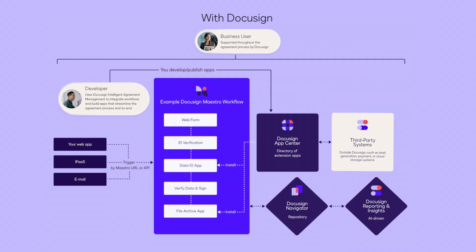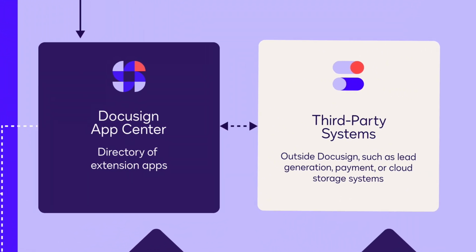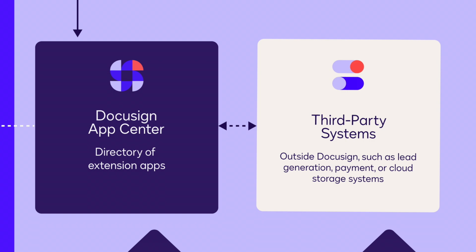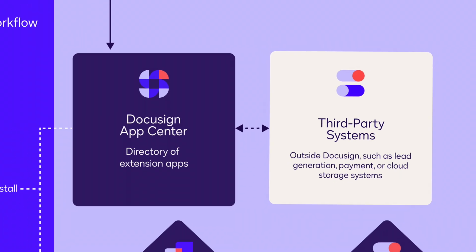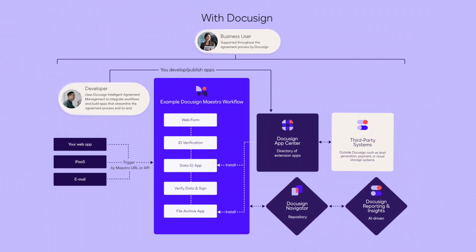Finally, let's look at extension apps. Did you know that the Docusign platform is extensible? What this means is you can bring third-party capabilities right within Docusign. Extension apps can be published to the App Center for use by Docusign customers, or they can be built simply for use by your company.